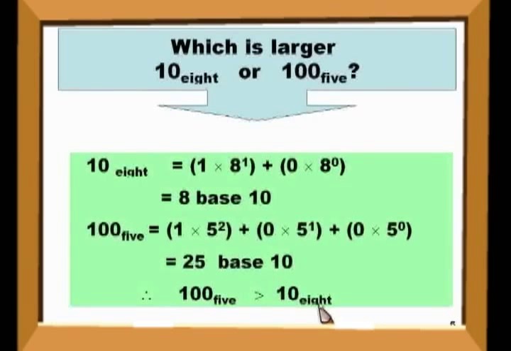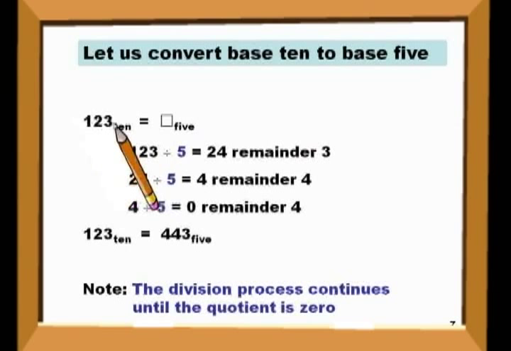Now let us convert base 10 to base 5. We have 123 base 10, and we have no idea what that is equal to in the base 5, so we need to find out. We take 123 and we divide it by 5. 123 divided by 5, we have 24 with a remainder of 3. So we continue our division. 24 divided by 5 is equal to 4 with a remainder of 4.